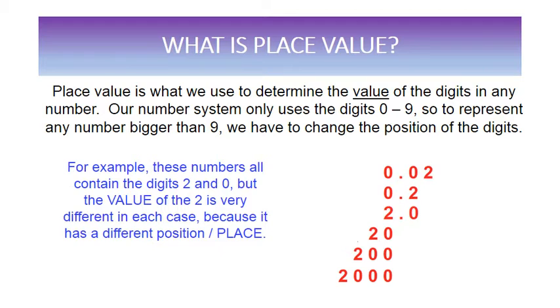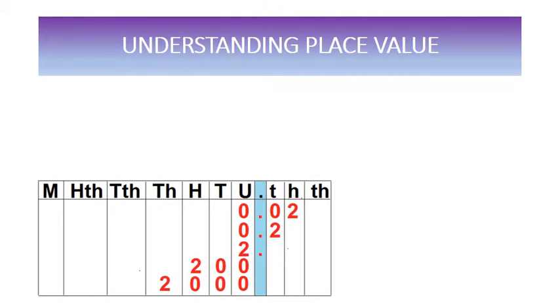So if we look at these examples, all of these numbers contain the digits 2 and 0, but the value of the 2 is very different in each case because it has a different position or place. So here we have our 0 and 2 numbers written out again, but this time showing which columns each digit is in and therefore their value. This is what we call the place value scale, and it's based upon the powers of 10, so 10, 100, 1,000 and so on. And this scale never changes, and it's really important to learn the order of the columns, starting with the decimal point.